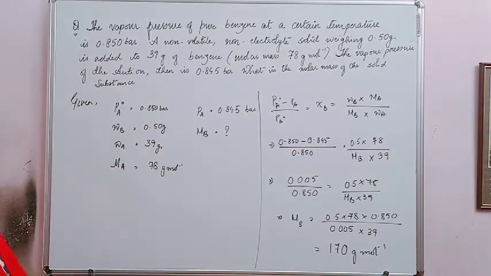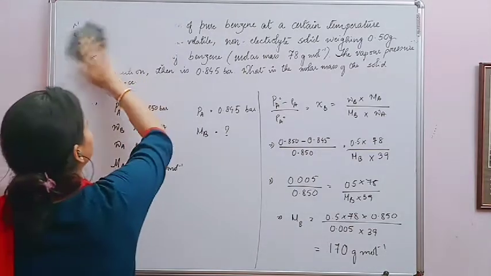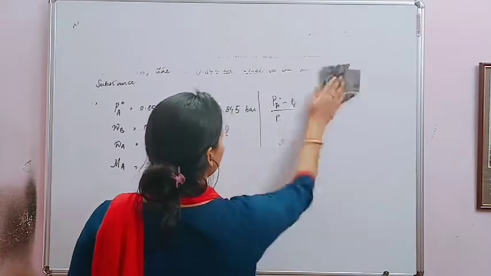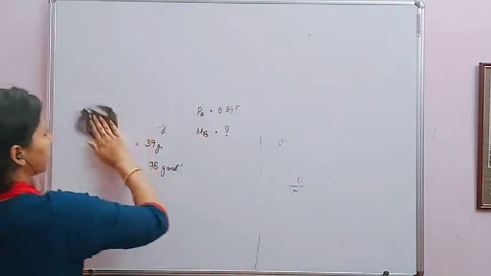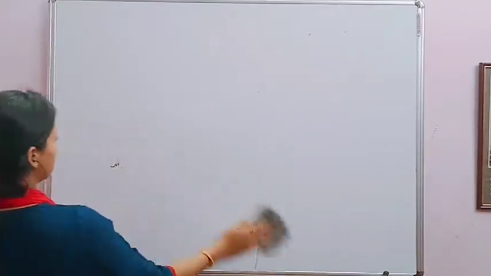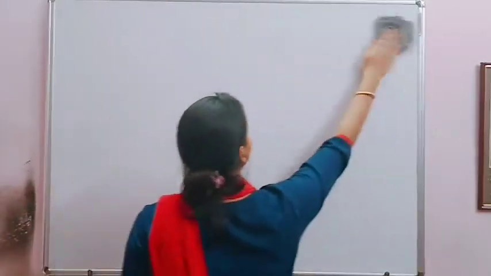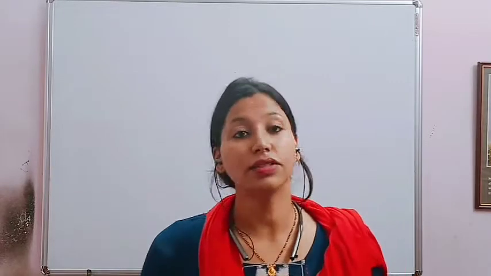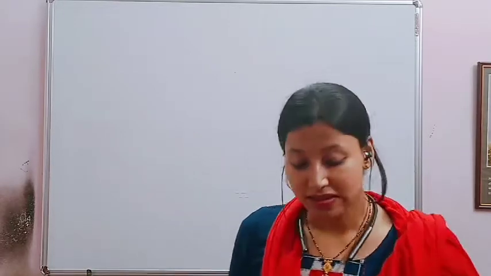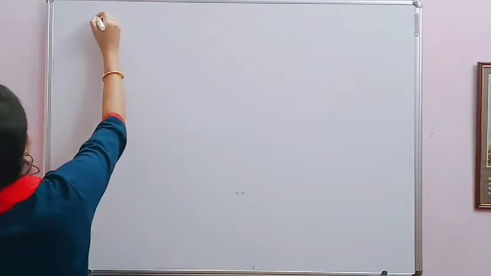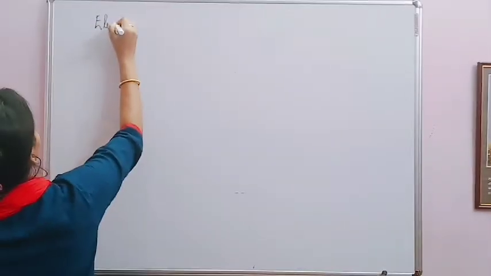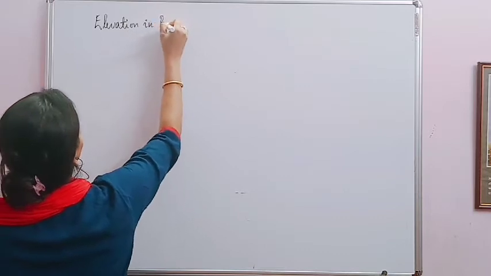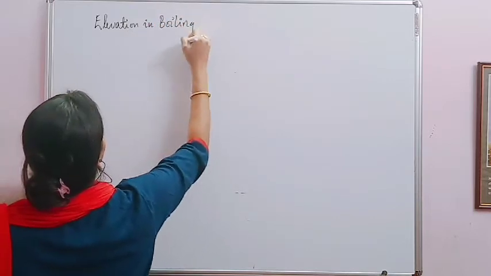Next, let's go to the next colligative property. We'll discuss the next colligative property now, that is elevation in boiling point.